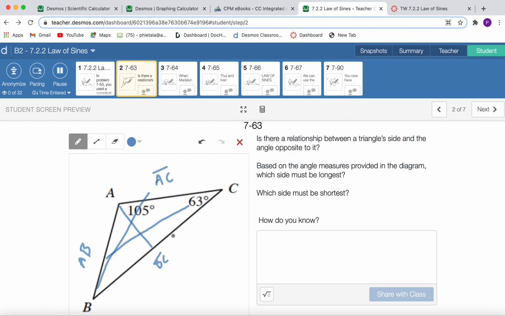So let's order our angle measures from largest to smallest here. Angle A has 105. All right, angle A, 105. Angle C has 63. And angle B, we're going to go 180.